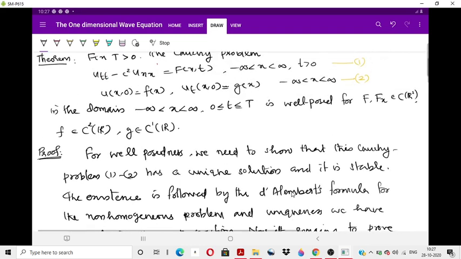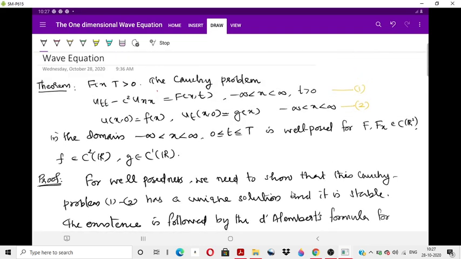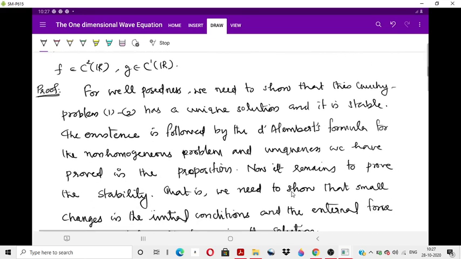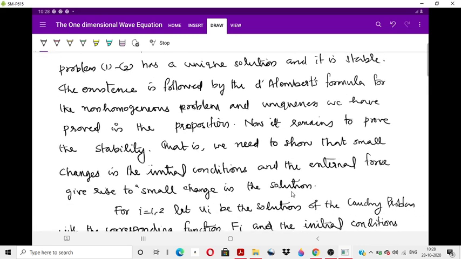You can watch the videos for that. So in order to prove the well-posedness, here we need to prove only the stability of the solution. So it remains to prove the stability. That means we need to show that small changes in the initial conditions and the external force capital F give rise to a small change in the solution. That is what is meant by the stability of the solution. So if there is a change in the initial conditions and in the external force, it must bring a comparatively small change in the solution.